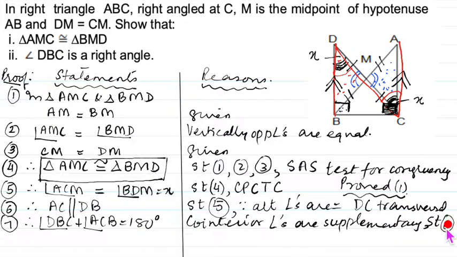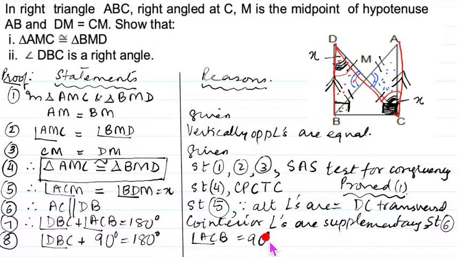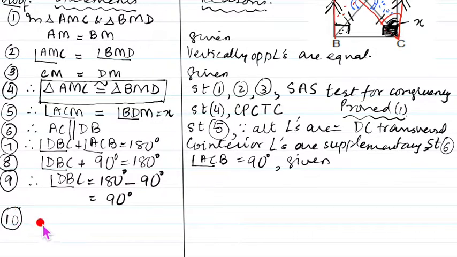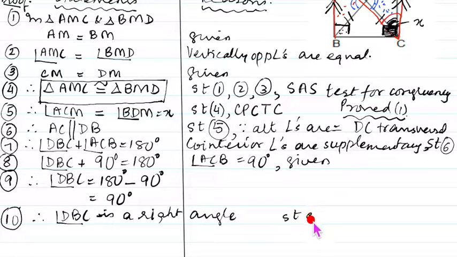And then the 8th one, we know that angle DBC is to be found out and angle ACB is 90 degrees, and that's equal to 180 degrees, and this is because angle ACB equal to 90 degrees is given. Then statement number 9, therefore angle DBC equal to 180 degrees minus 90 degrees, which is equal to 90 degrees. And statement number 10, therefore angle DBC is a right angle, and this will be from statement 9 and proved the second part.